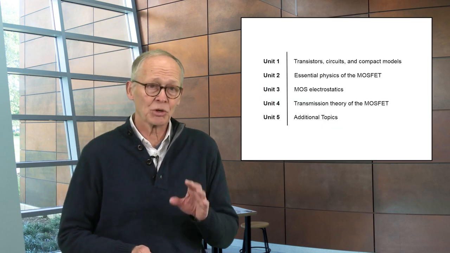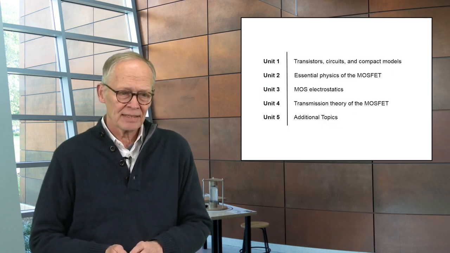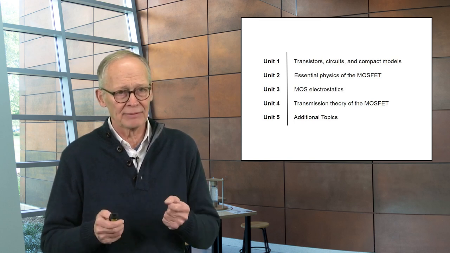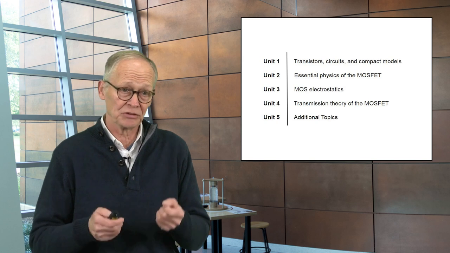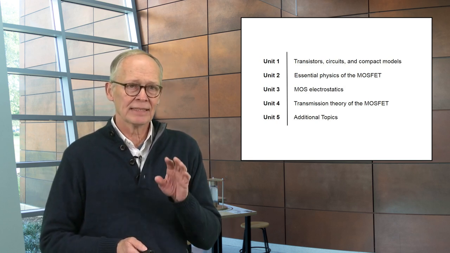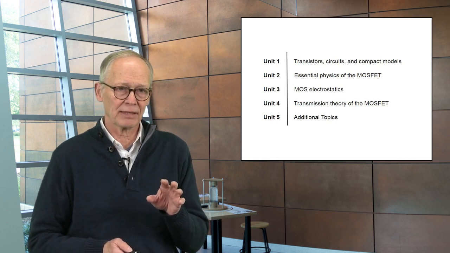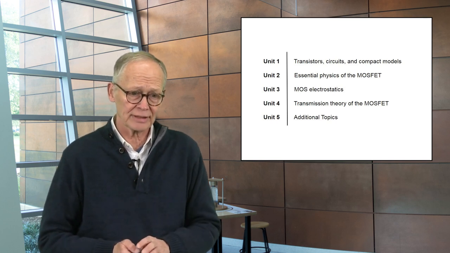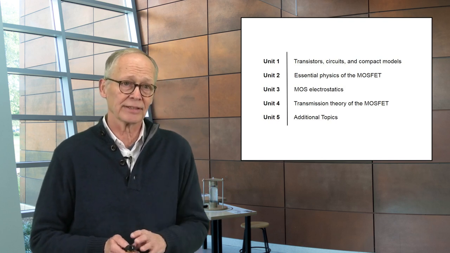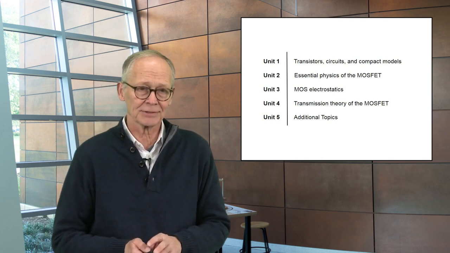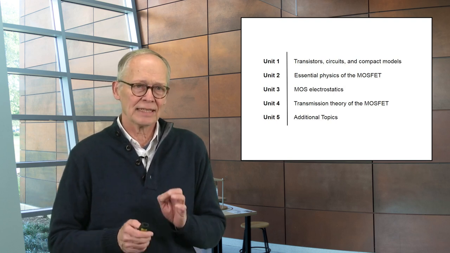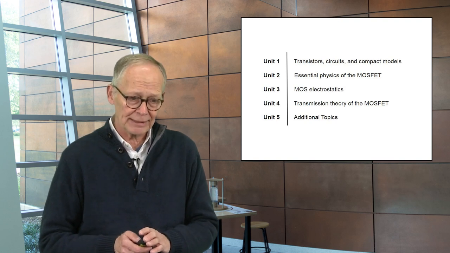The course consists of 5 units. In the first unit, we'll treat transistors as black boxes. We apply voltages and current flows. We'll understand what the currents look like. We'll discuss circuit applications, how transistors are used in analog and digital circuits, and a little bit about the models, the transistor models that we give designers to help them design circuits with transistors. Unit 2 is a non-mathematical physical treatment of how transistors operate.